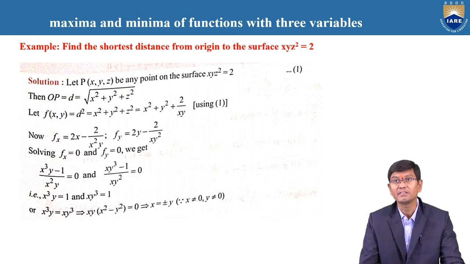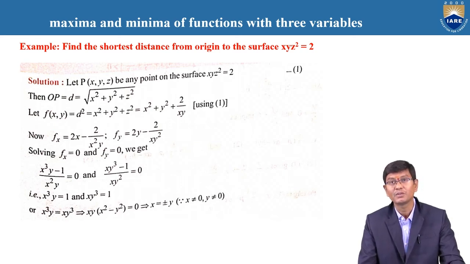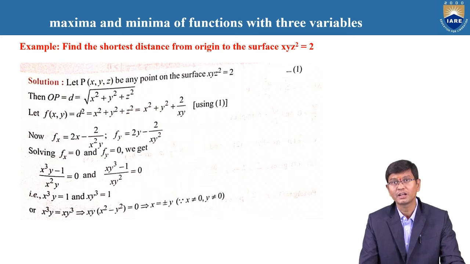Therefore, we know that the given condition is z square equal to 2 by xy. Therefore, that equation you need to replace in that f. Therefore, x square plus y square plus 2 by x is the value. Therefore, with the help of this, that is the function f.